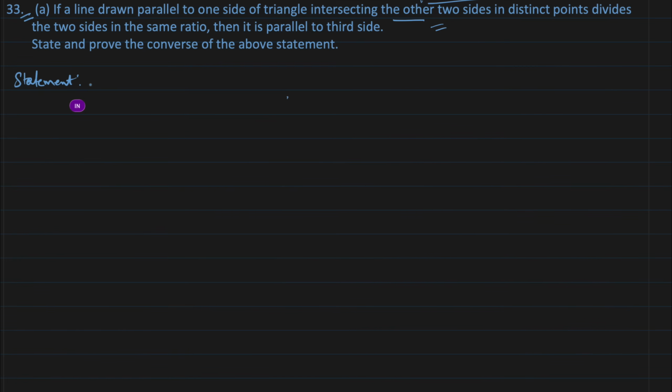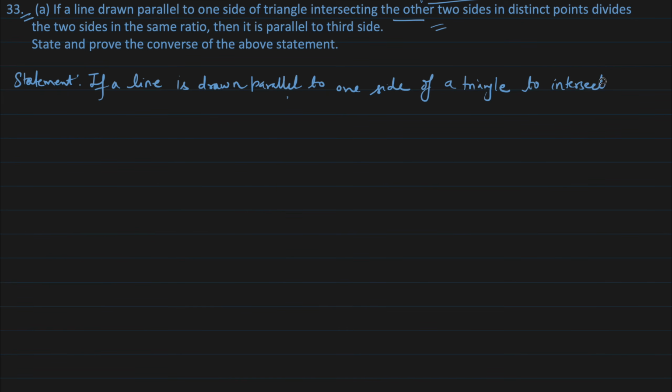So the statement is, if a line is drawn parallel to one side of a triangle to intersect the other two sides in distinct points, the other two sides are divided in the same ratio.